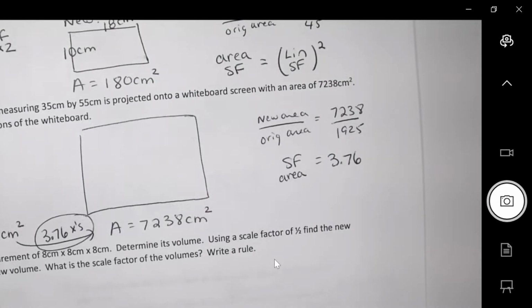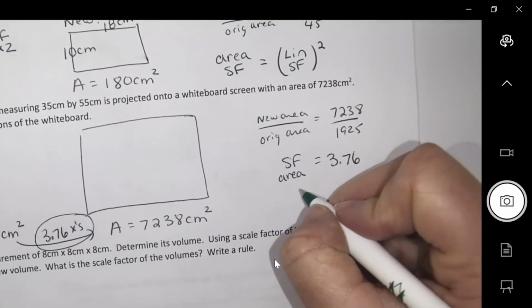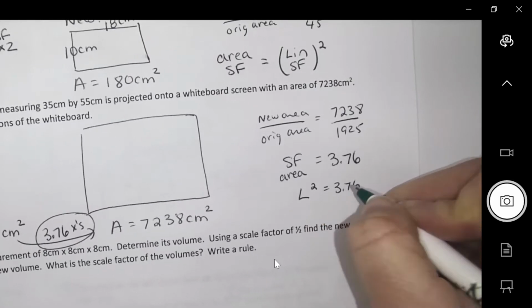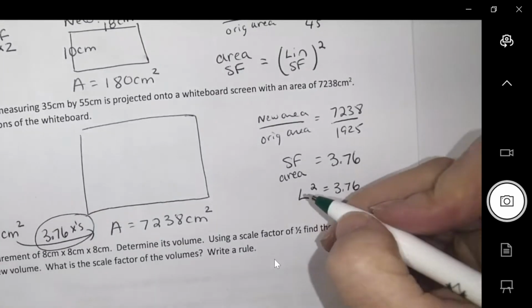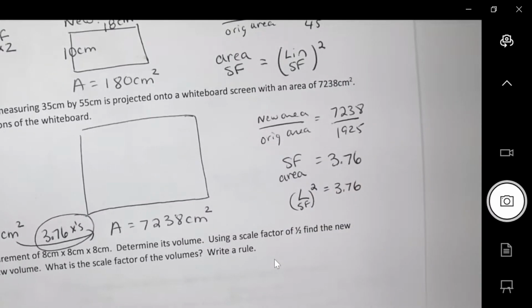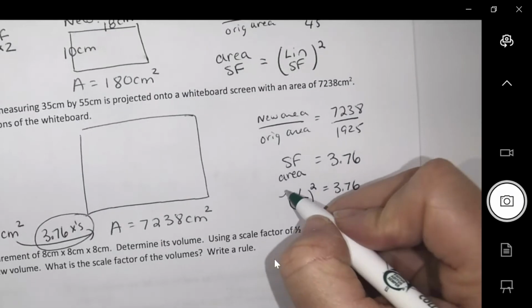Okay, here's what I'm going to do. Our linear scale factor squared is that. So what do I have to do to work backwards? Square root.